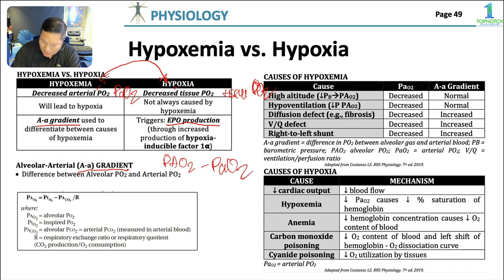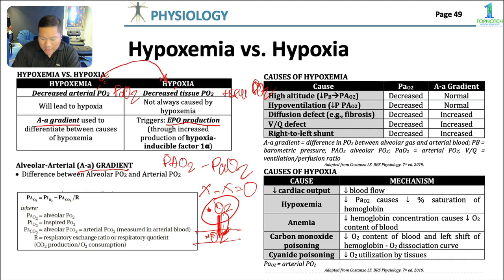Okay? In theory, the normal value of your AA gradient should be 0. Why? Kasi dapat yung oxygen from the alveoli should go to the pulmonary capillaries until mag-equilibrate sila, until maging equal yung partial pressure dito sa alveolar at sa arterial. So, kapag minus mo dapat yan, it's a number minus the same number, dapat 0 ang difference nila.